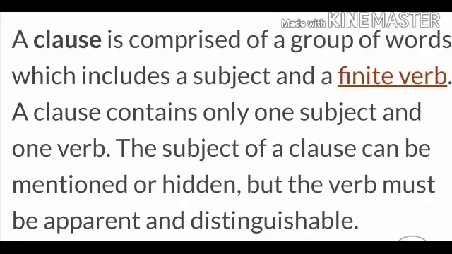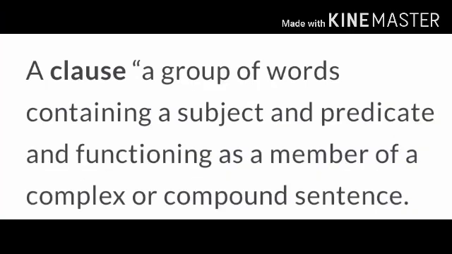You can see here another definition. A clause is comprised of a group of words which includes a subject and a finite verb. A clause contains only one subject and one verb. The subject of a clause can be mentioned or hidden, but the verb must be apparent and distinguishable. So, in a particular sentence, as I have already told you, a group of words makes complete sense. And in that particular sentence, there would be a subject, a predicate, and a what? Verb, which has a complete thought and is called a clause.